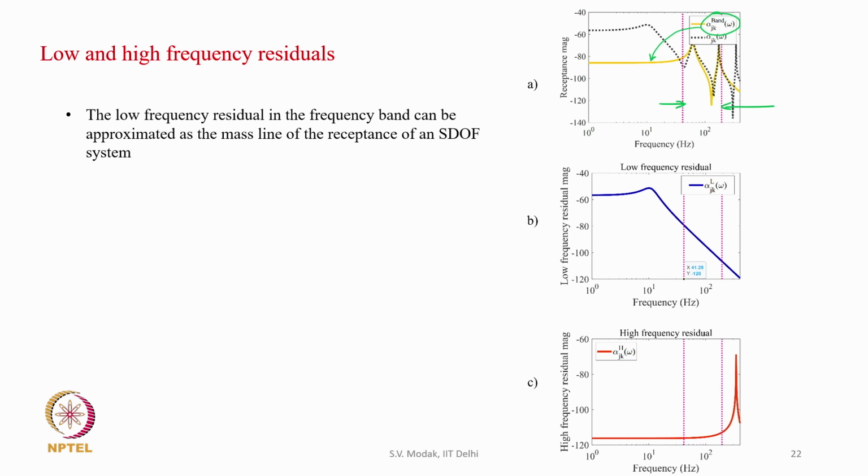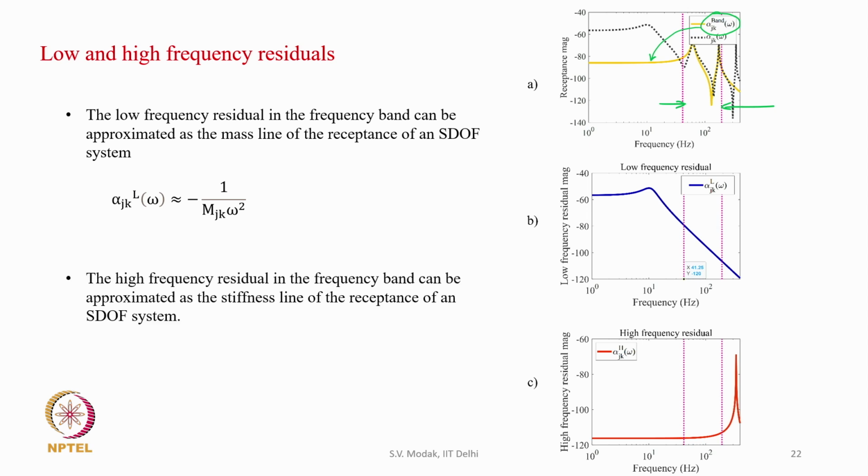Although the modes which contribute to the low frequency residual are more than one, and therefore their contribution cannot strictly be represented by a single degree of freedom system, still we can approximate this contribution by the mass line of the receptance of an SDF system. So, we can write alpha JKL approximately as minus 1 upon m JK omega square. Here m JK represents the fictitious mass corresponding to the mass line.